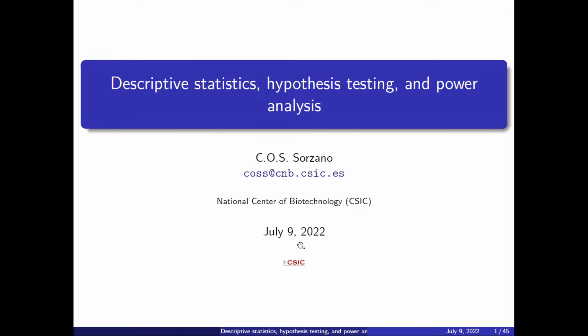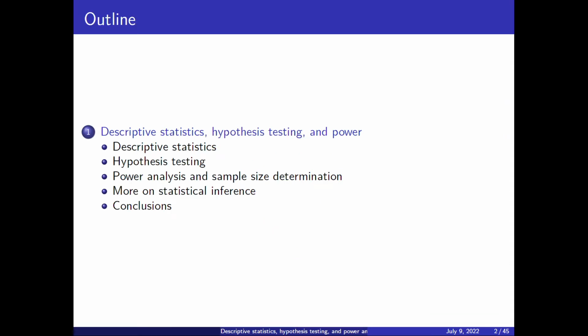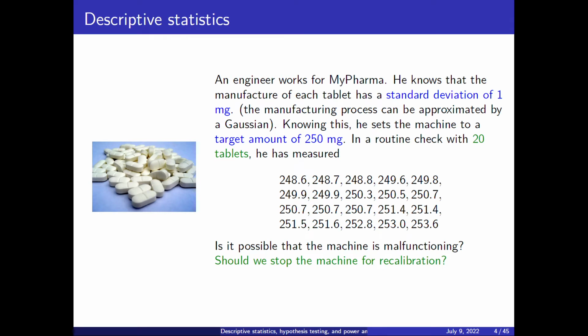Okay, so in this lecture today we will see about descriptive statistics and statistical inference, and in particular two tools that are coming from statistical inference, that are hypothesis testing and power analysis. So let's start with the descriptive statistics. We will use examples that are very easy to understand, not necessarily related to animals, but I have chosen them because they are easier to follow.